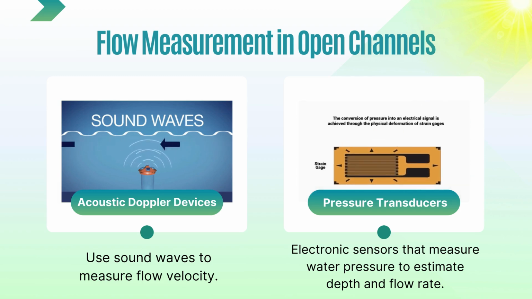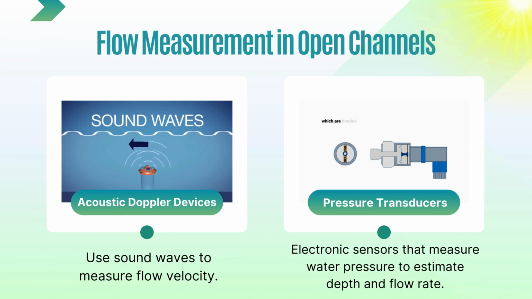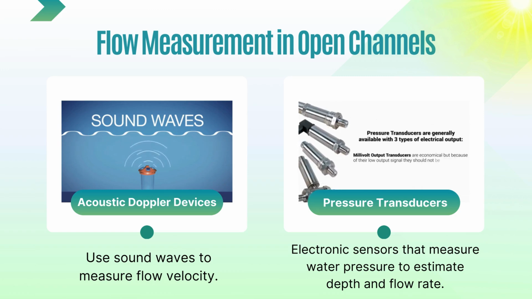Another method is the use of pressure transducers. These devices use pressure sensors placed underwater to measure the depth of the flow. Since water pressure increases with depth, we can use the pressure reading to calculate how deep the water is, and from that, estimate the flow rate, especially when the channel geometry is known.